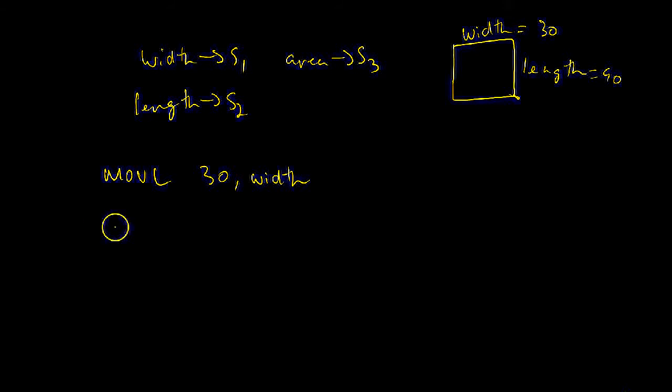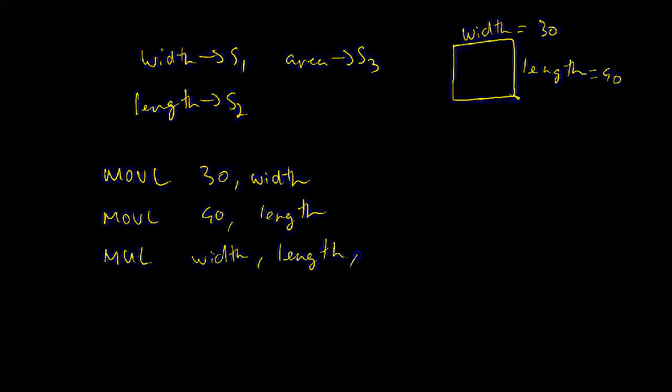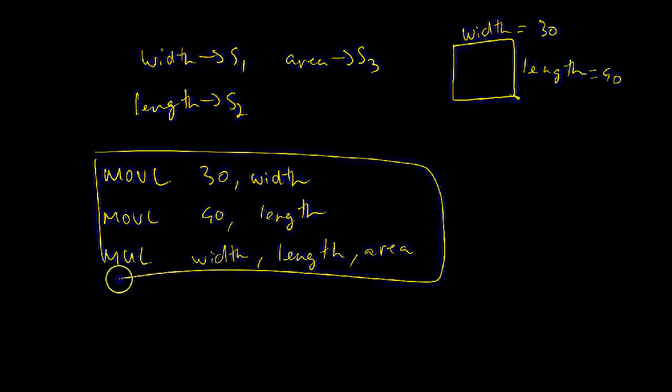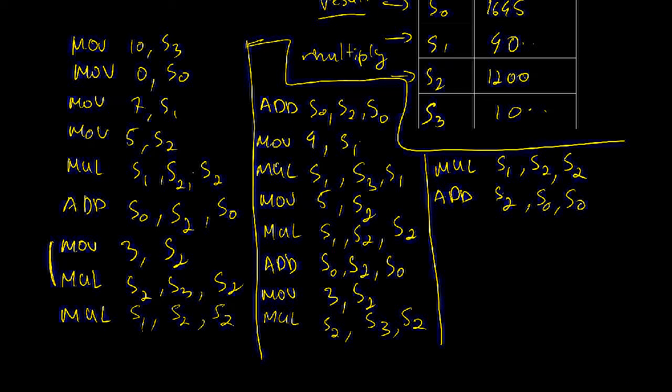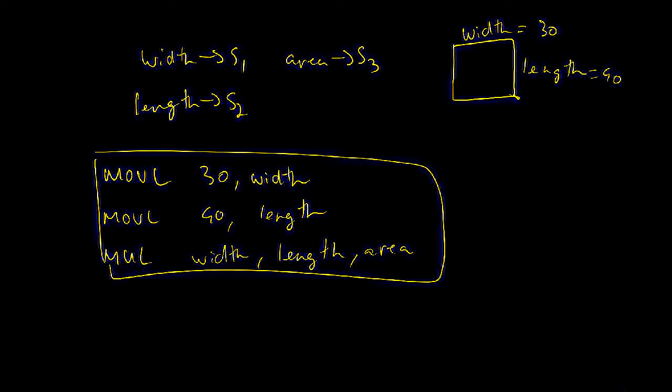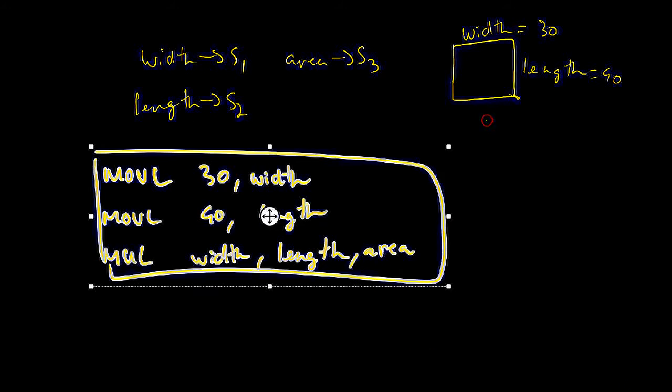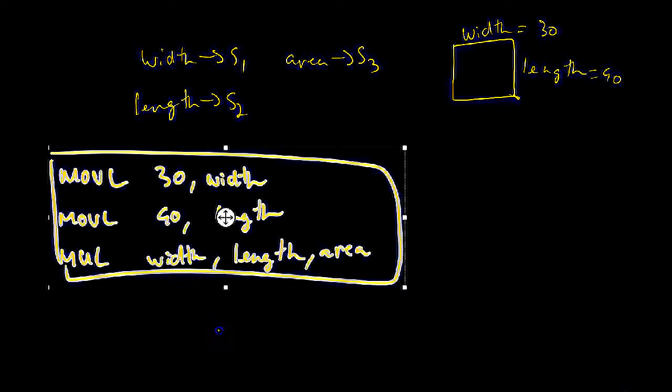So I'm going to move large 30 into width, then I'm going to move large 40 into length, and then I'm going to multiply width times length and store that into area. And now this program here is not that difficult to understand compared to if I had to write this program with the raw instructions. And this is what we want as programmers. We want to be able to understand what we write because we're going to be writing a lot of code at some point.